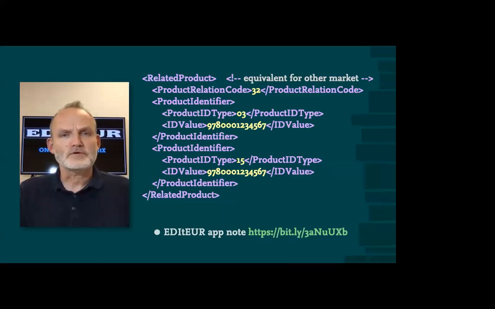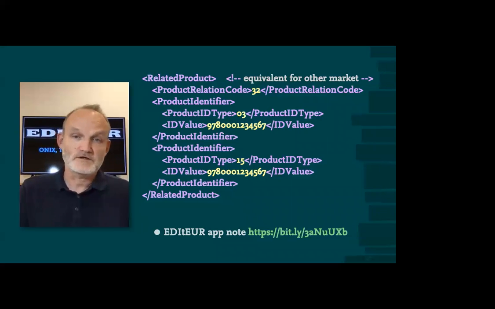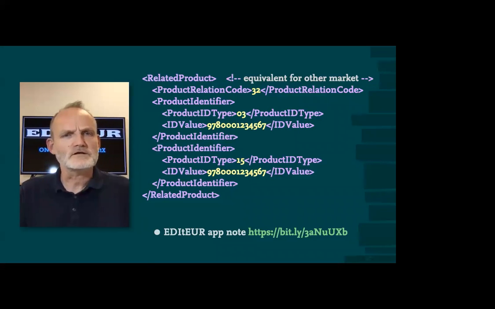The related product composite is all about making these sorts of links, from the 4th edition back to the 3rd and forward to the 5th edition, or between the hardcover and the softcover versions of a title, as well as to these equivalents for other markets. They all use the same related product composite, but with different product relation codes. Graham.